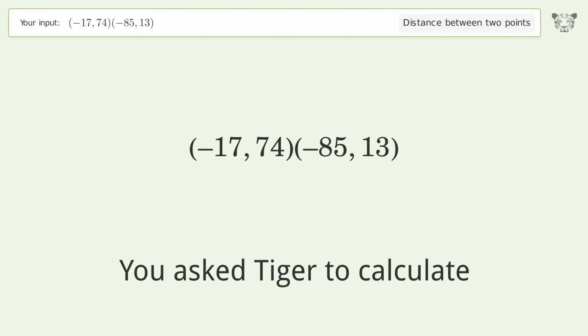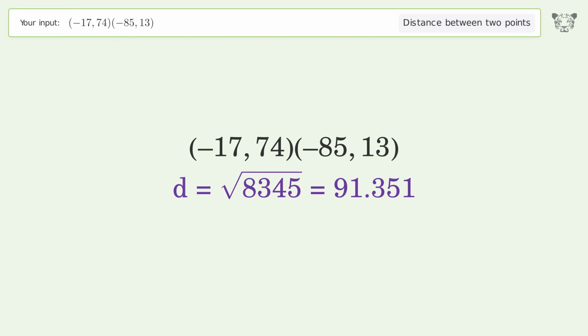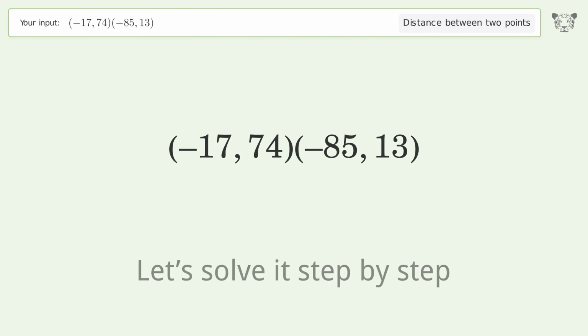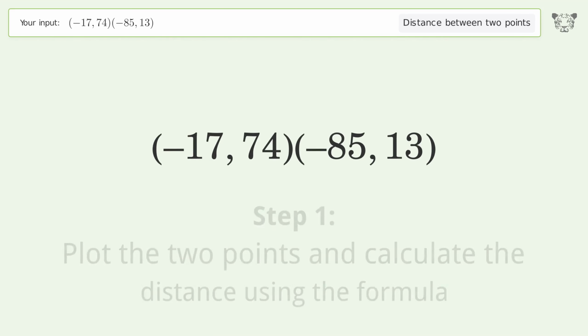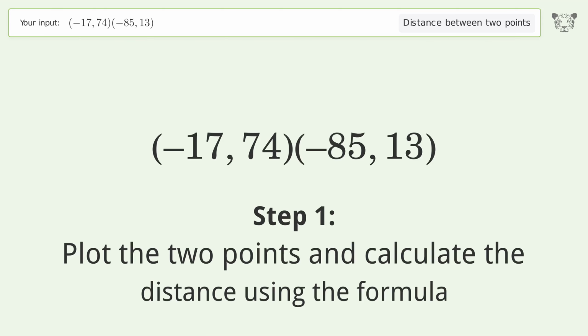You ask Tiger to calculate. This deals with the distance between 2 points. The distance between the 2 points is the square root of 8,345 or 91.351. Let's solve it step by step. Plot the 2 points and calculate the distance using the formula.